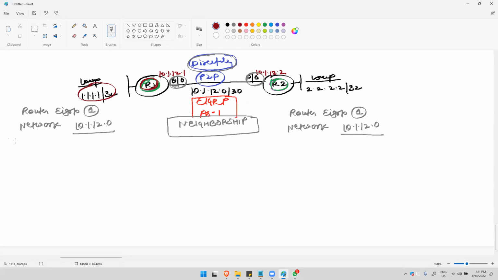R1 says I am running the network command and defining my network, 1.1.1.1. Clear? If R1 runs this command, that means R1 is generating which message now? Update.